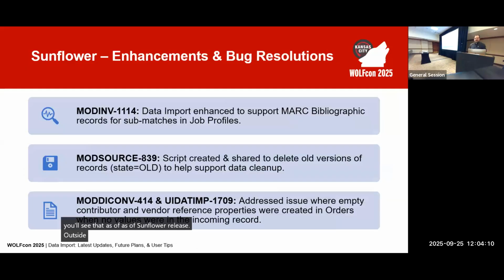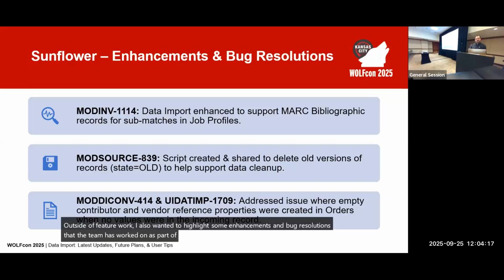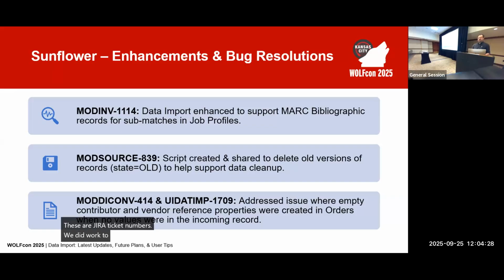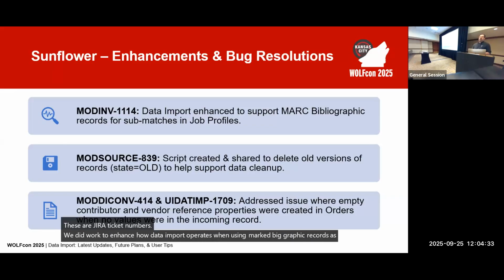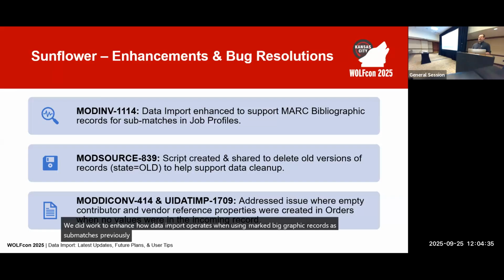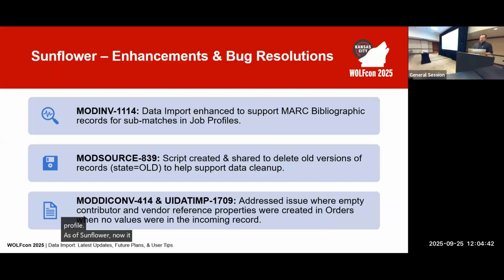Outside of feature work, I also wanted to highlight some enhancements and bug resolutions that the team has worked on as part of Sunflower. So one of them here, mod inventory 1114, these are JIRA ticket numbers. We did work to enhance how data import operates when using MARC bibliographic records as submatches. Previously, it was not supported to use a MARC bib for a submatch in your job profile. As of Sunflower, now it is. And that's been working great in our testing.